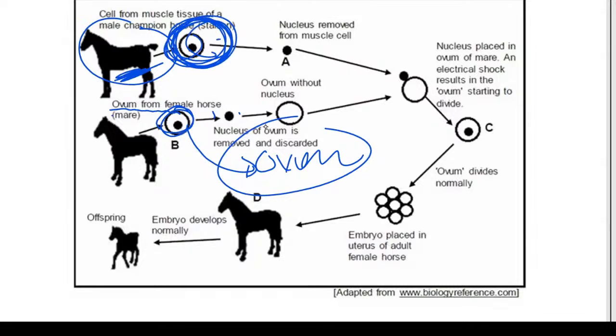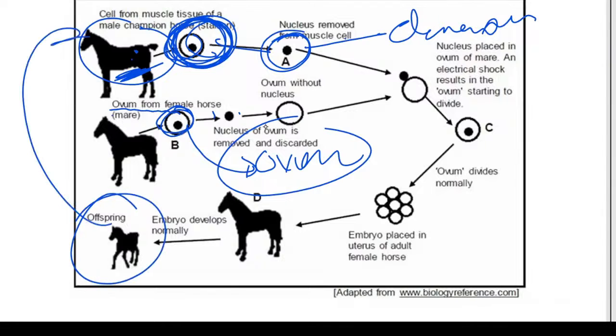Remember, in this cell we kept the nucleus. If you talk about the nucleus, you're talking about characteristics. So it means that we extracted it from the champion horse because we want to produce an offspring which looks like the champion horse. You get it now?